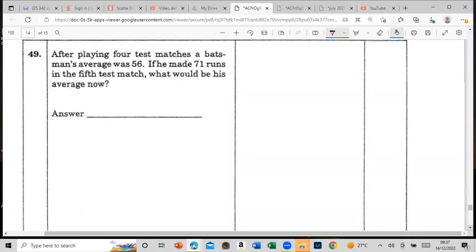After playing 4 test matches, the batsman's average was 56. If he made 71 runs in the 5th test, what would his average be now? Alright, two ways you can look at it. You can just add 56 and 71 and divide by 2.